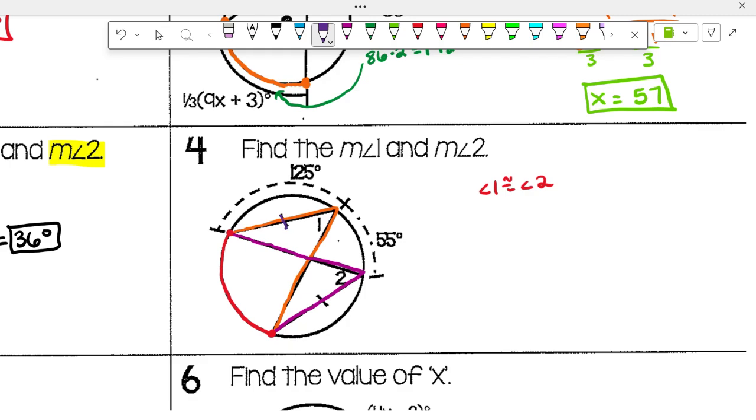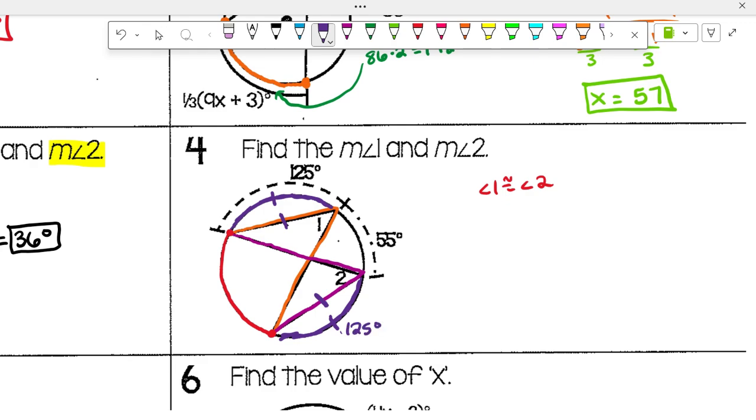Do you guys see these little tick marks right here? So another thing about circles is if two chords are congruent, that means that the arcs they form, so this arc and this arc, are also congruent. So what do you think this arc's going to be? 125.